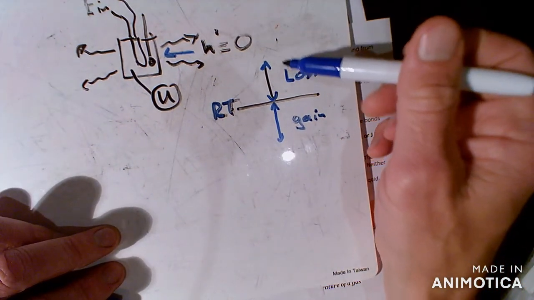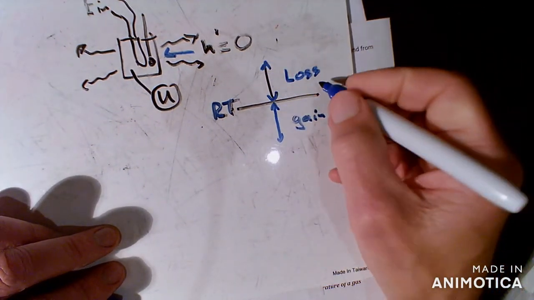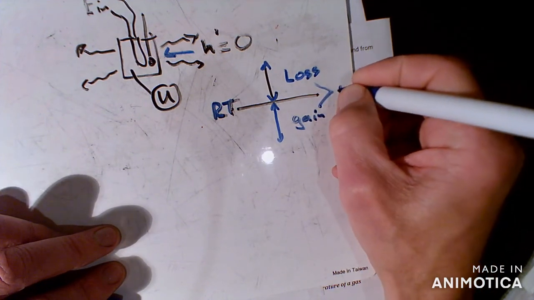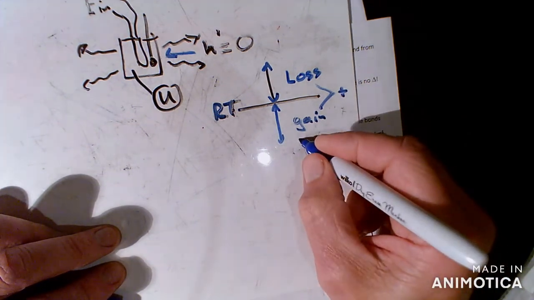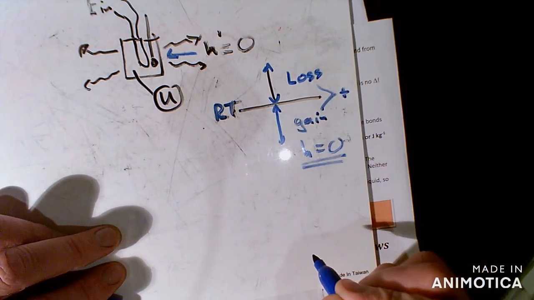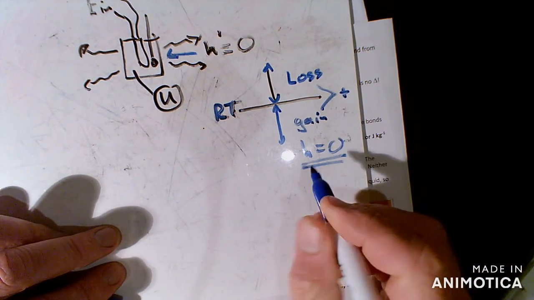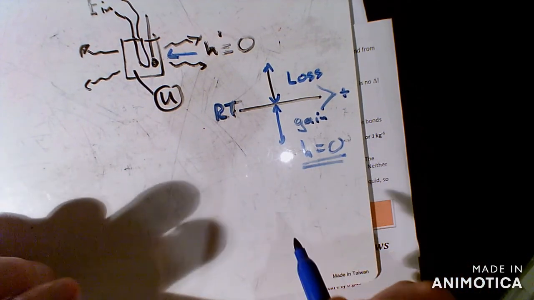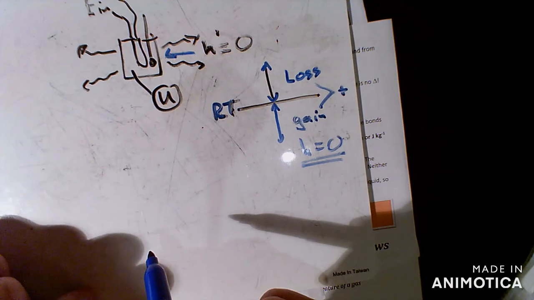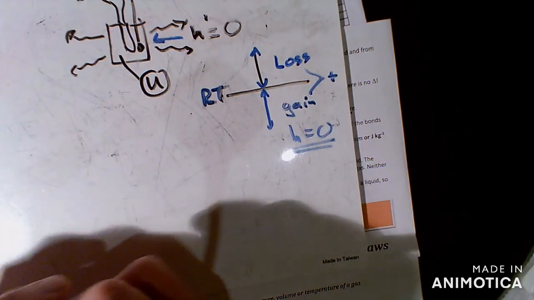Now, if overall, during our experiment, those two are equal, if we add them up and they equal 0, then H equals 0. So there'll be no heat loss overall. There's no error caused by heat coming in or out of the block. So how do we do that?